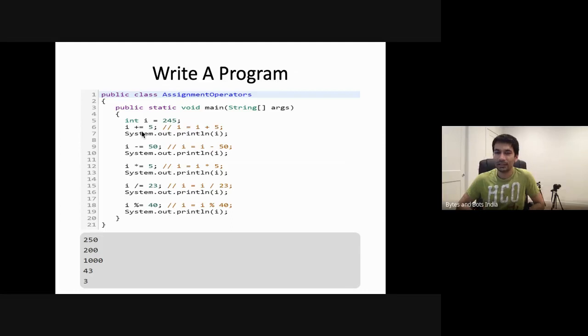But as I is an integer, it'll drop the fractional part, and what's left is essentially the quotient, 43. Now, line number 18 is I modulo equal to 40, which is equivalent of saying I is equal to I modulo 40, which is equivalent of saying give me the remainder of I divided by 40. So I is 43 at this point. You divide it by 40, so the remainder is going to be 3. And that's what we get in the last print here.